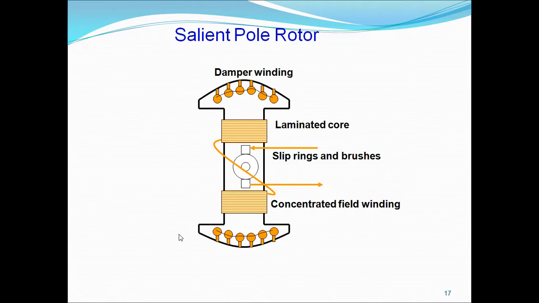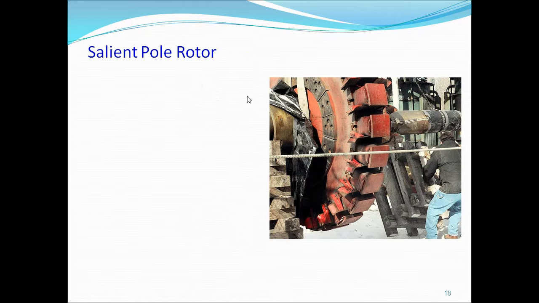So this is the salient pole, how it looks. The salient pole, showing two pole windings. These are the slip rings, and the slip rings, the shaft and the brushes are here. This is the laminated core, and this is the damper winding. To make the motor self-starting, we have the damper winding on the rotor poles, and these damper windings are connected in series. This is the laminated core to reduce the losses.